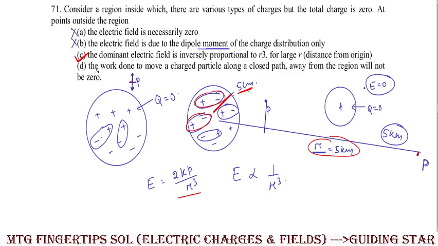नेक्स्ट ऑप्शन डी, वर्क डन टू मूव ए चार्ज्ड पार्टिकल along a closed path away from the region will not be zero. क्लियर? अच्छा, चार्ज पार्टिकल को अगर हम इस आउटसाइड द रीजन ऑफ, ये जो रीजन है इसके आउटसाइड में अगर एक चार्ज पार्टिकल को क्लोज पाथ में हम मूव करवाएंगे, इफ आई ट्राई टू मूव ए चार्ज पार्टिकल इन दिस पर्टिकुलर क्लोज पाथ आइदर एंटी क्लॉकवाइज और क्लॉकवाइज, देन वर्क डन विल नॉट बी जीरो. तो वर्क डन जीरो नहीं होगा. तो ऐसा हो ही नहीं सकता है बिकॉज आउटसाइड द रीजन outside the given region electric field is not zero. Electric field E is not zero.